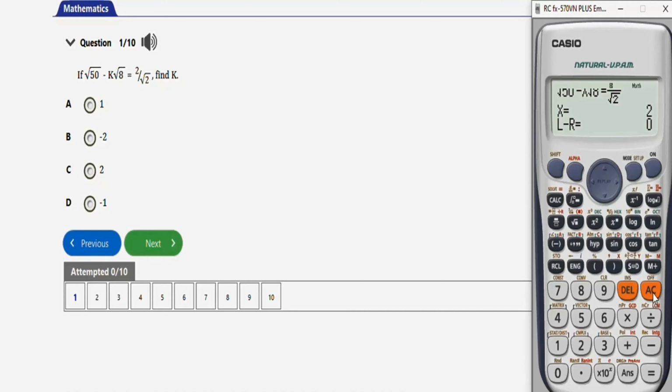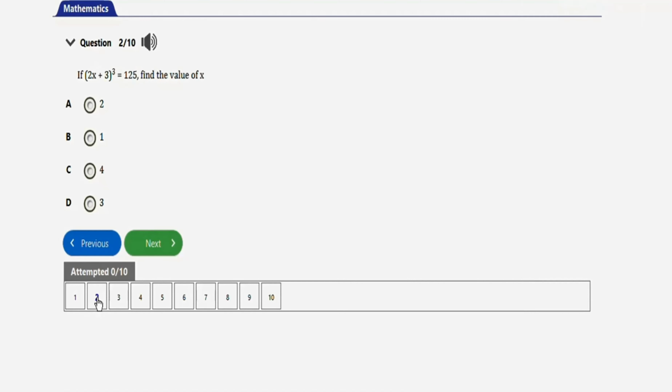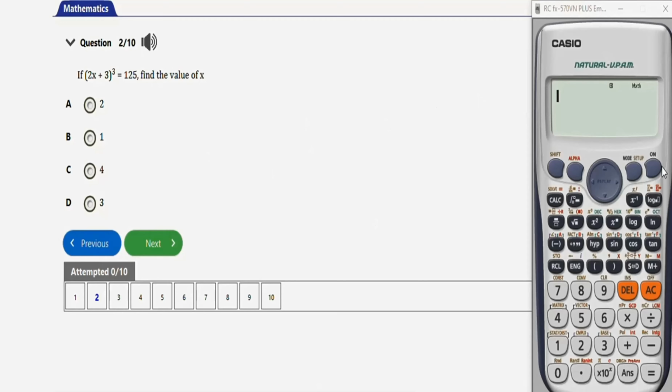So let's solve question 2. We're making progress. So it says if this expression equals 125, find the value of x. We are still going to make use of equation solve on the calculator. Let's get it once more. So this is the calculator. Let's input this. We have in brackets 2x plus 3, close the bracket, to the power 3. You come down, you press alpha and this calc button for the equality sign to come out, equals 125.